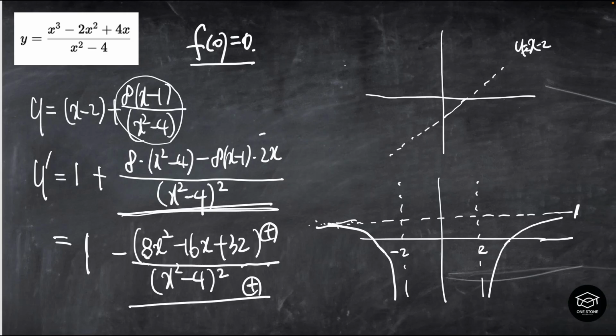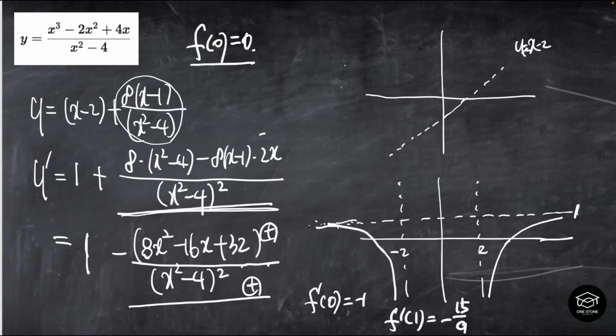Let's evaluate a few key values of the derivative. At x equals 0, the numerator becomes 32, and the denominator becomes 16. So y prime is 1 minus 32 over 16, which equals -1. At x equals 1, the numerator is 8 minus 16 plus 32, which is 24. The denominator is 1 minus 4 squared, which is 9. So y prime is 1 minus 24 over 9, or -15 over 9.